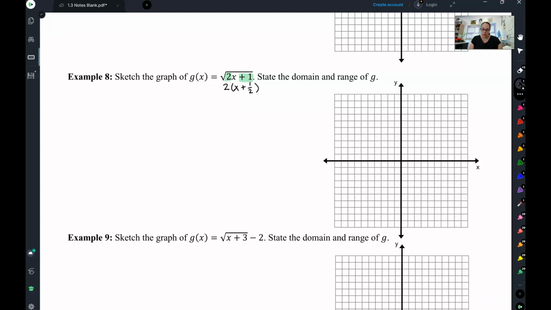How do I know that works? If you distribute your 2 back in, 2 times x is 2x, 2 times 1/2 is 1. So that's the same thing here, but notice I'm separating the scaling from the shift. And that changes how much I'm shifting. Instead of shifting left 1, I'm now shifting left 1/2.